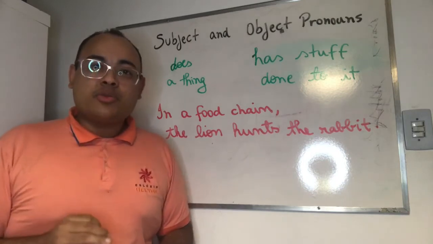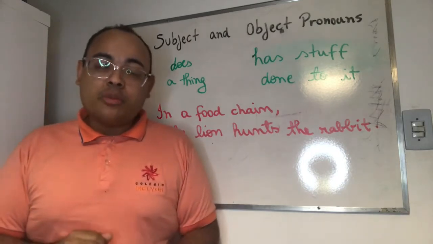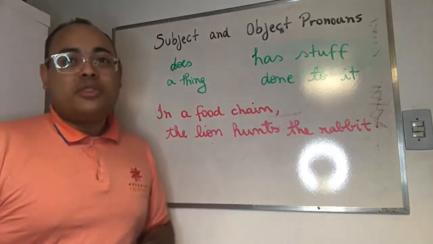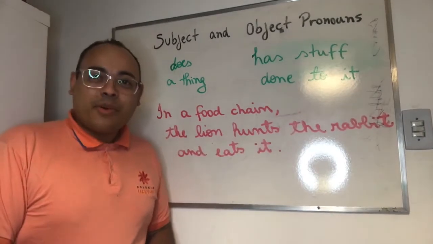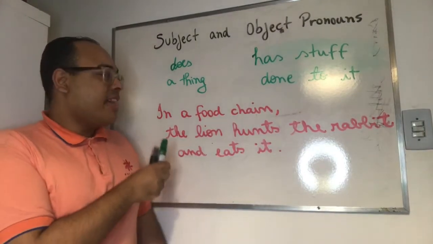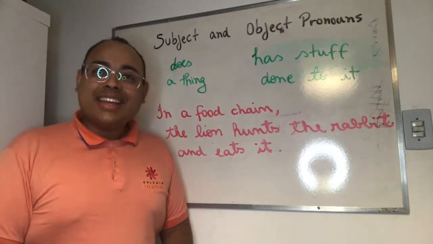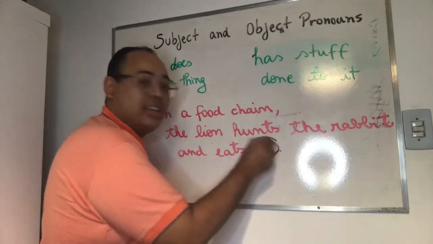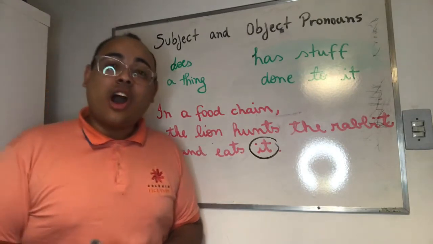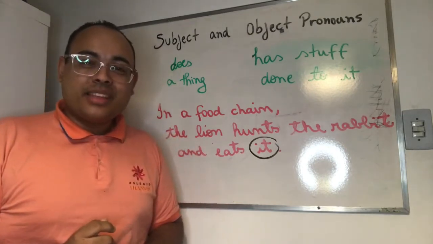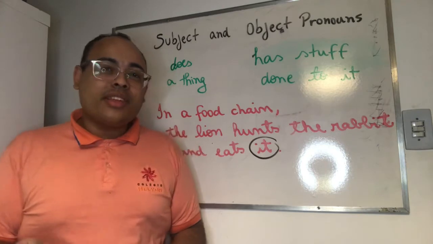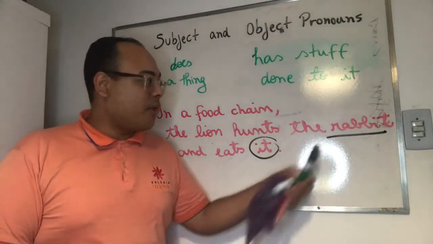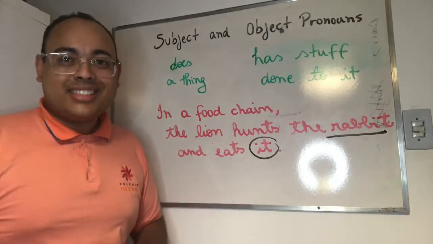So when we use pronouns, they will have different forms depending on whether they are subjects or objects of the sentence. For example, in this sentence, in a food chain, the lion hunts the rabbit and eats it. Here, the pronoun it is the object of the sentence. This way, I don't need to repeat the noun rabbit. So, I can substitute the noun rabbit by the pronoun it.